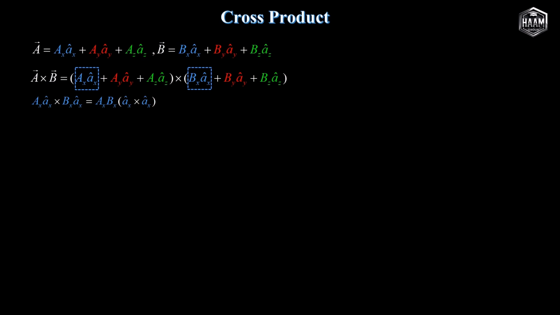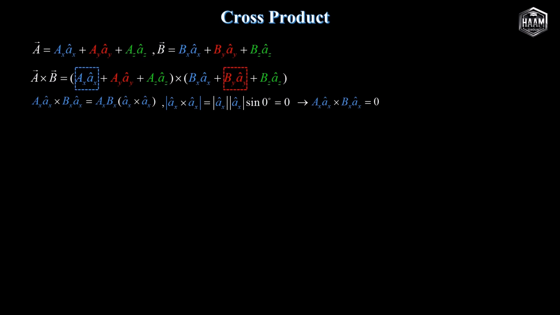Evaluating its magnitude first, the magnitude of A hat sub x cross A hat sub x equals the magnitude of A hat sub x times the magnitude of A hat sub x times sine 0. The magnitude of a unit vector is 1 and the angle between A hat sub x and itself is 0. Since sine 0 equals 0, the magnitude of this product equals 0. Thus, A hat sub x cross A hat sub x is 0. In general, the cross product of any unit vector with itself is 0.